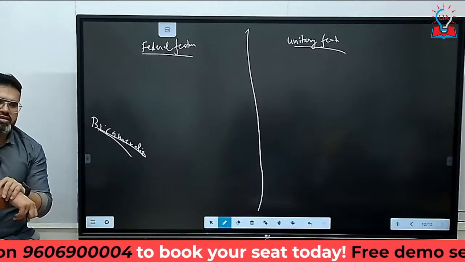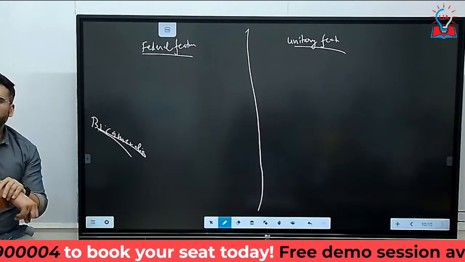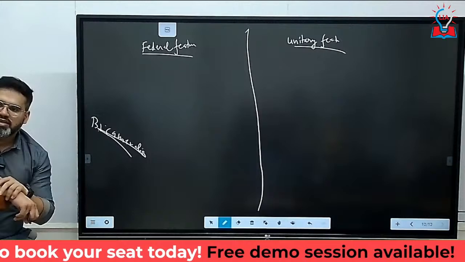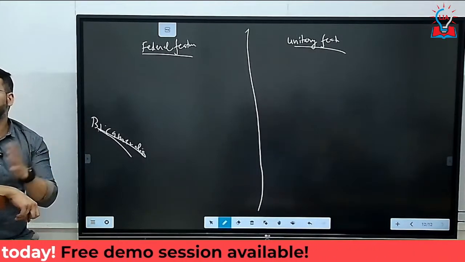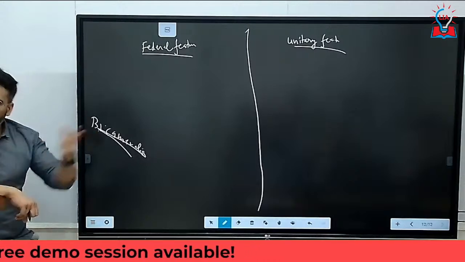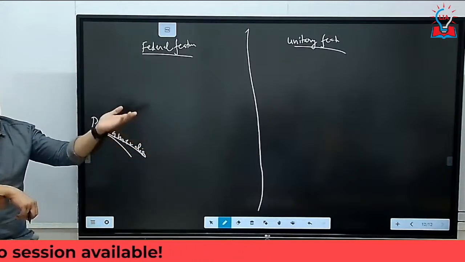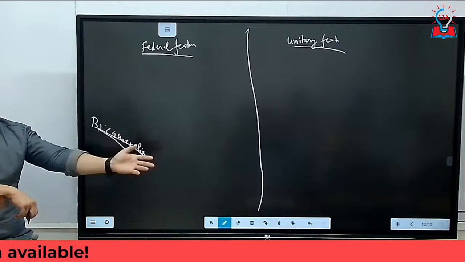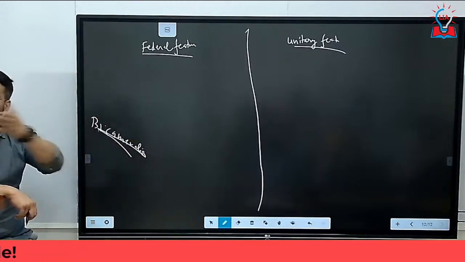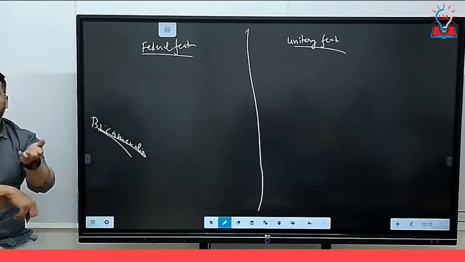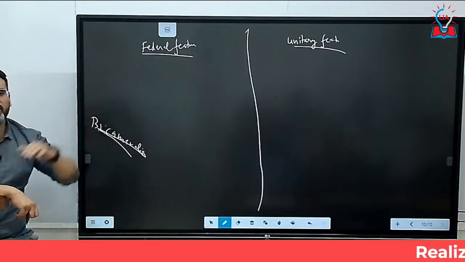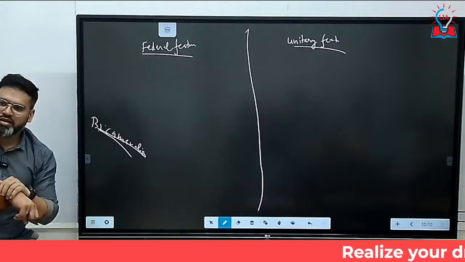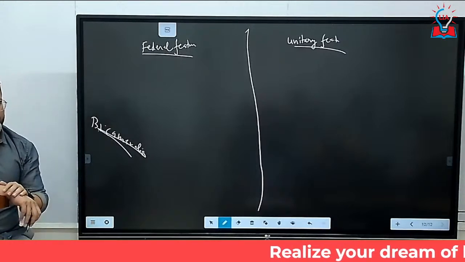Same with CAG, Comptroller and Auditor General. Which category will this fall under? Unitary only. Because appointment is by the union, removal is by the union, and this CAG is doing audit of the states also. But the state government को पूछ ही नहीं रहा है कुछ भी. So CAG also will fall under the category of unitary feature only. Correct?